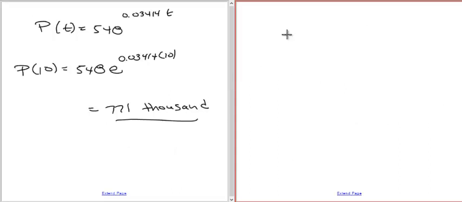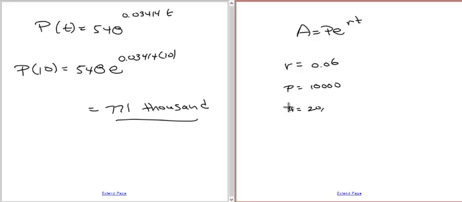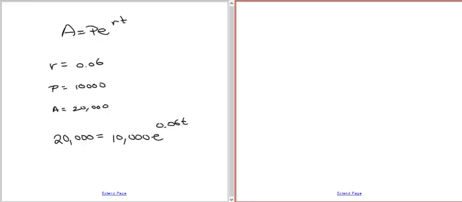Okay, the next one is just using the formula basically. So R was the interest rate, which remember you have to use the decimal equivalent. And what did I say it was? 6%. So it's 0.06. The original amount was 10,000. The amount was 20,000. So you stick those in, you get 20,000 is equal to 10,000 times e to the 0.06 times t. So now you just got to solve for t.